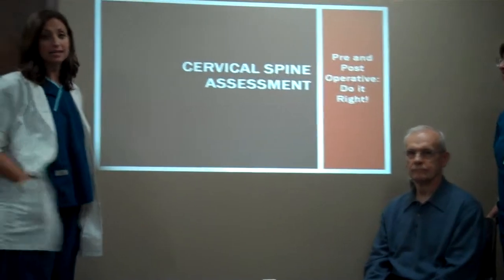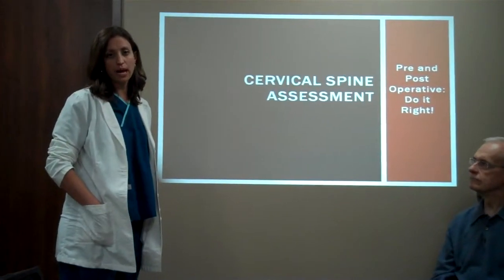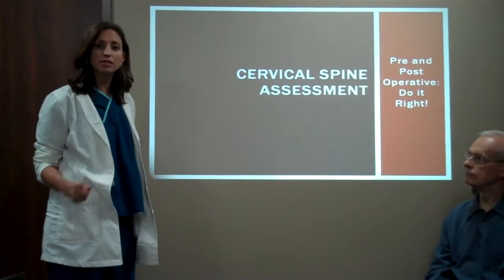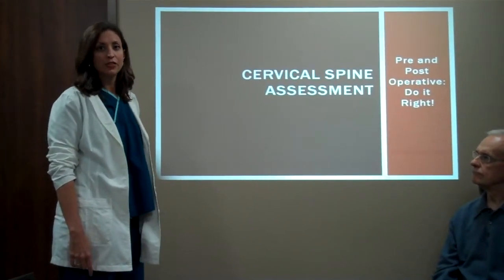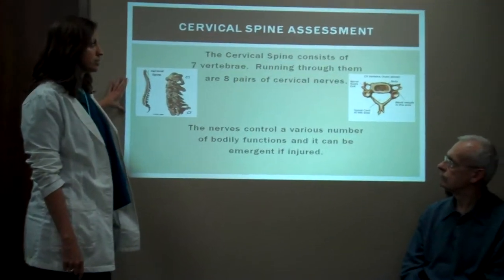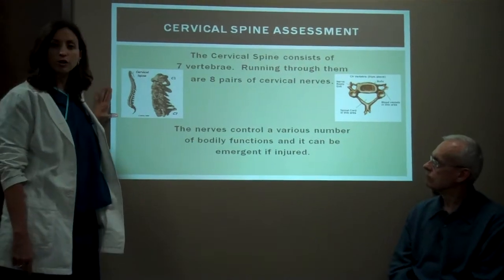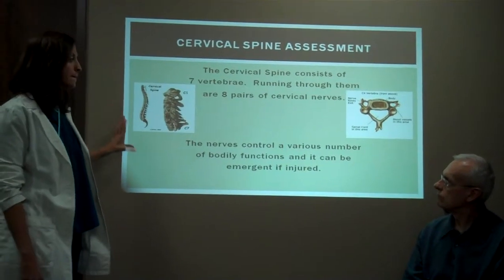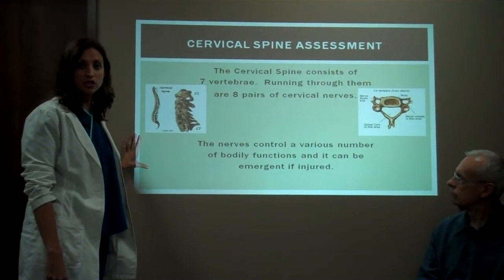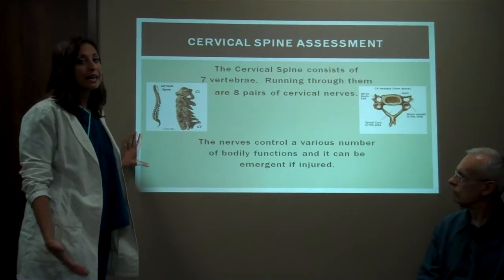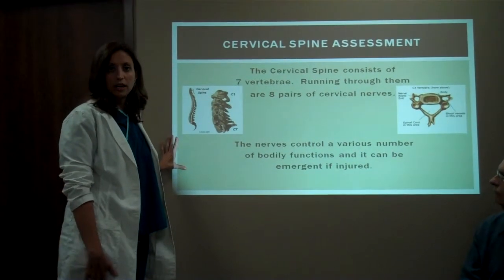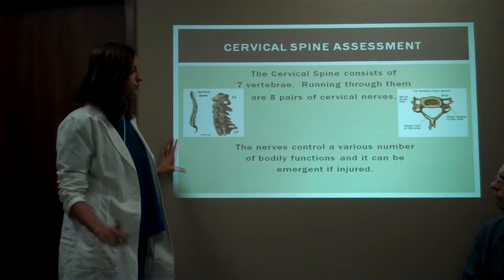Today we'll be learning and discussing how to do pre- and post-operative assessments. The first question you may ask is, what is the cervical spine? The cervical spine is made up of 7 vertebrae that contain 8 pairs of cervical nerves. These cervical nerves are very important and control many different body functions. This can be emergent when they are injured. For example, I took care of many trauma patients in the past who were unable to breathe after an injury concerning C3.